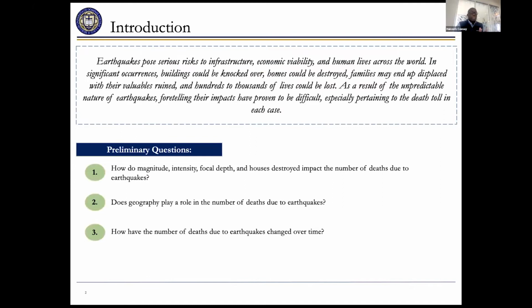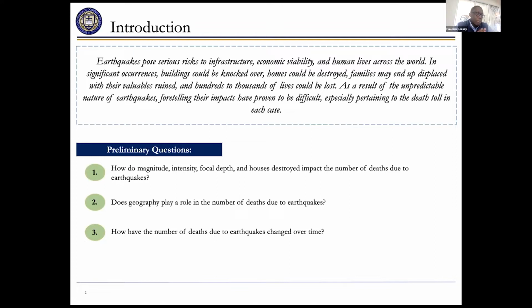All right, so just to give a really quick introduction, earthquakes pose a serious risk to infrastructure, economic viability, and human lives all across the world. And in significant occurrences, buildings could be knocked over, homes could be destroyed, families may end up displaced with their valuables ruined, and hundreds to thousands of lives could be lost all across the world. So as a result of the unpredictable nature of earthquakes, foretelling their impacts has proven to be difficult, especially pertaining to the death toll in each case.